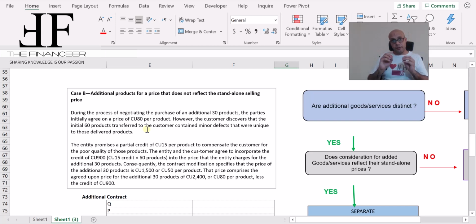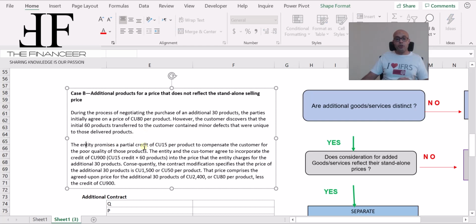And because of these defects, the company promises a partial credit. So the company is going to give a credit to the customer because of these defects related to the original products. The company promises a partial credit of $15 per product to compensate the customer for the poor quality of those products. The entity and the customer agree to incorporate the credit, which is 900. So this 900 is a $15 credit times 60, so the total will be 900.